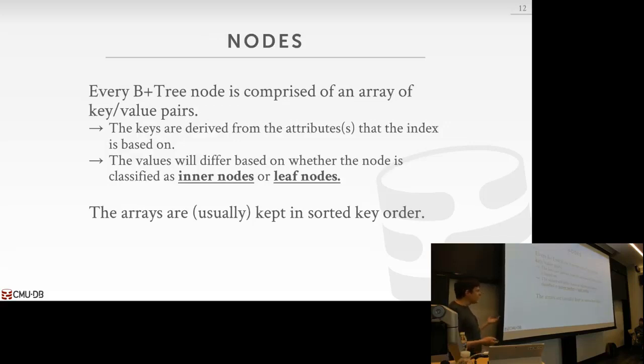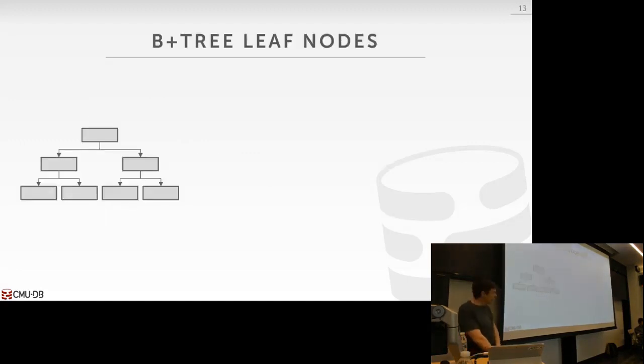So the contents of what these values are in the leaf nodes can vary depending on the database system. Again, it could be record IDs, it could be the actual tuples themselves, and we'll see some examples in a second. All right, so let's actually look to see how these leaf nodes are implemented.